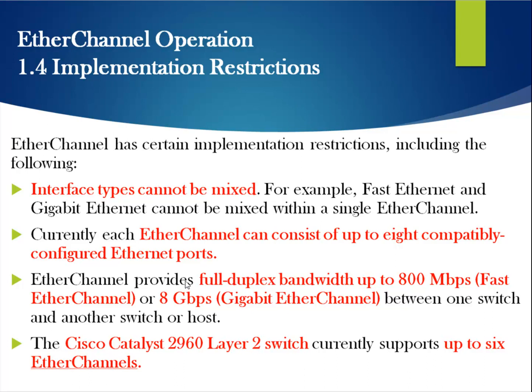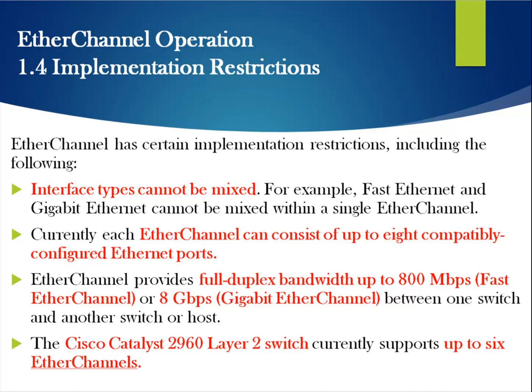Then EtherChannel provides a maximum full duplex bandwidth of up to 800 Mbps in Fast EtherChannels. If you are going for Gigabit EtherChannels, the maximum speed is going to be 8 gigabits per second. So with Gigabit ports, the speed is different, up to a maximum of 8 Gbps. With Fast Ethernet, up to 800 Mbps is the maximum bandwidth the EtherChannel can support.